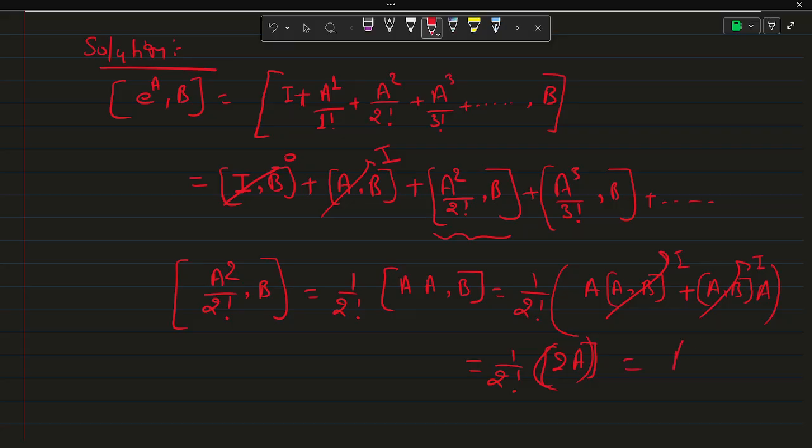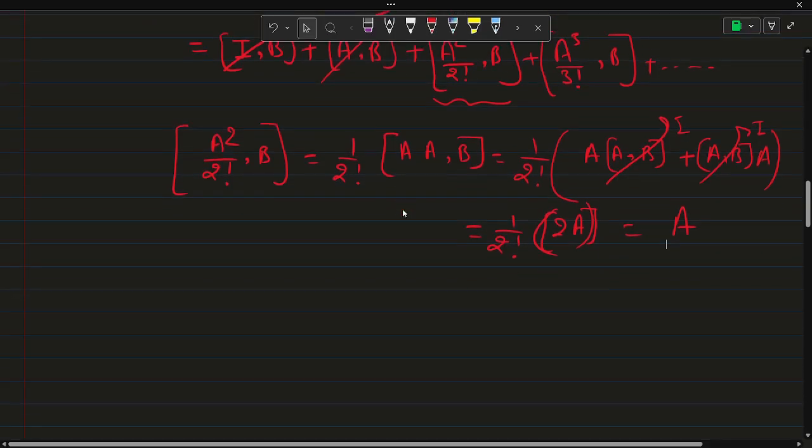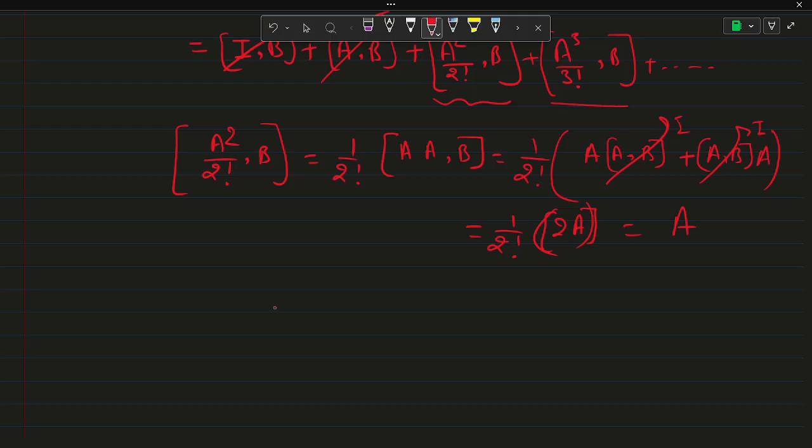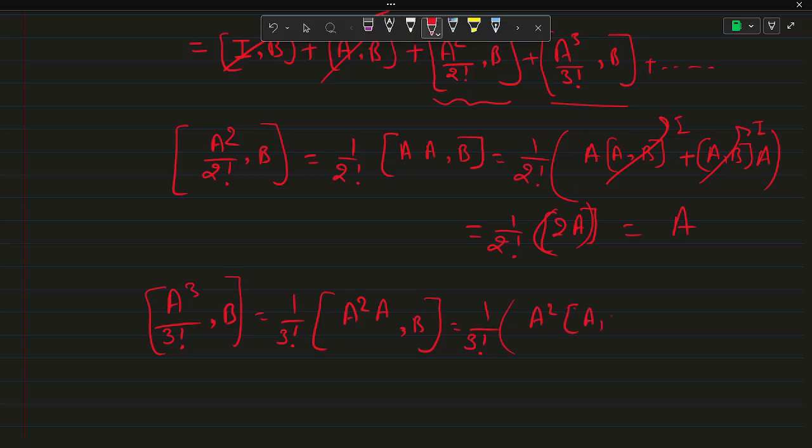So this can be written as finally A. Now again we can go to the fourth term, this A cube part. So we can write A cube by 3 factorial B. So this can be written as 3 factorial A square A B. So 1 upon 3 factorial A square AB plus A square B A.